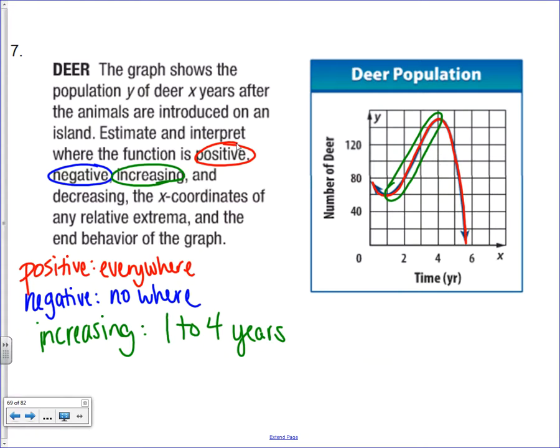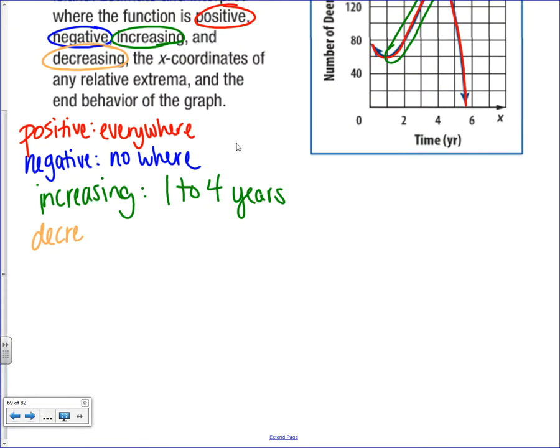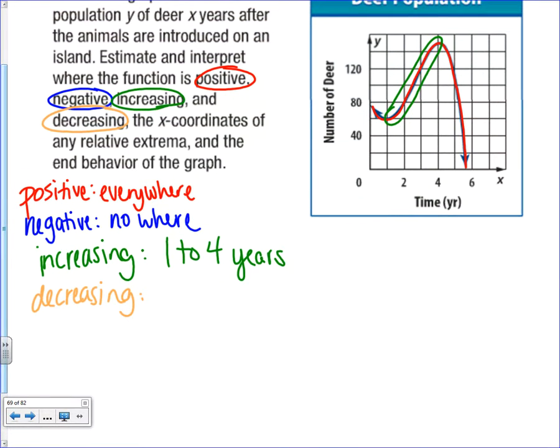Then what are they asking me for? Decreasing, and we're using orange for that. Hold on 1 second for me. Where is this thing decreasing? Before 2. Before, this part over here is before 1. Where else is it decreasing? And after 4.